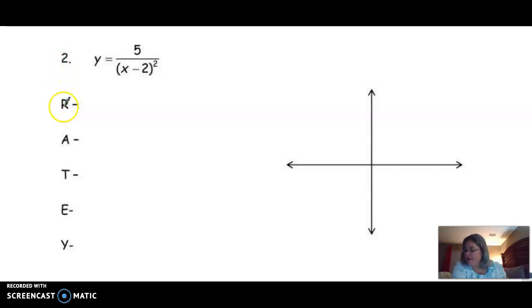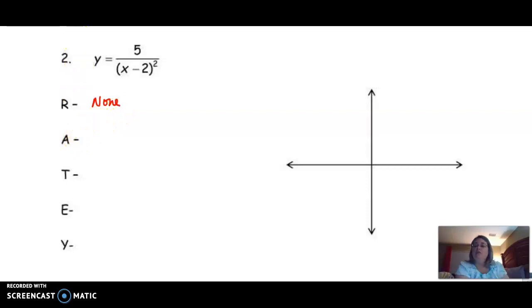So, to refresh our memory, the R is our roots. We're going to take the numerator and set it equal to 0. Since there's no variable up there, we are going to have none, meaning it's not going to cross the x-axis, or it's not going to touch the x-axis.